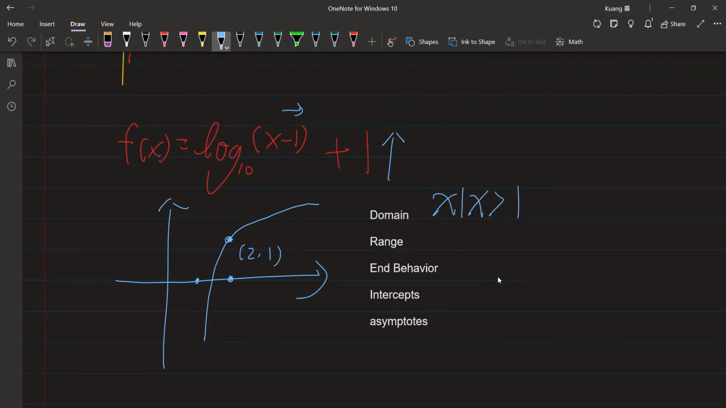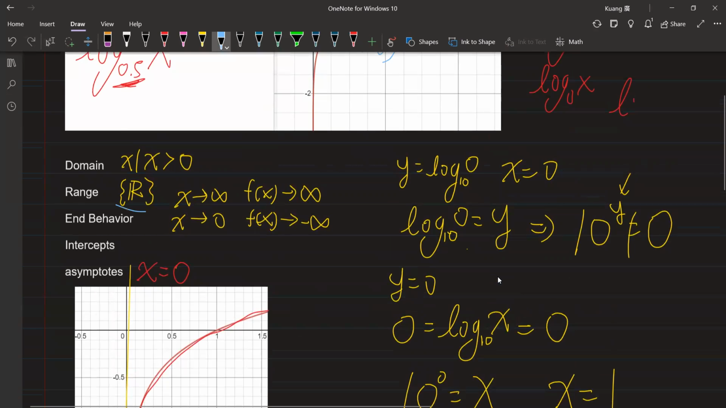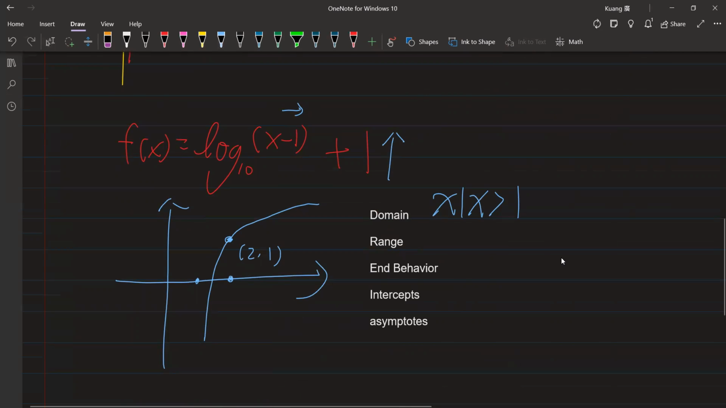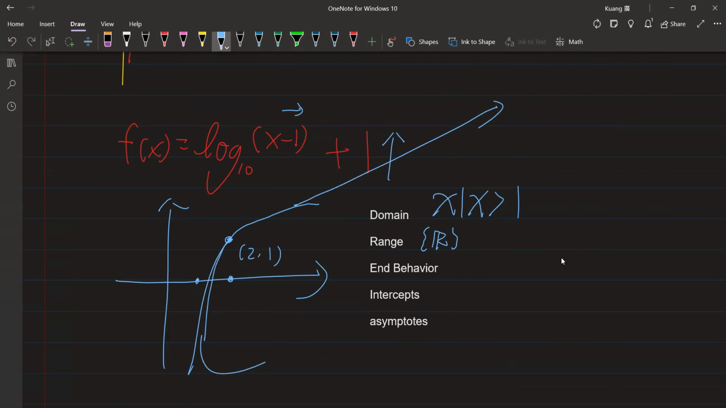x cannot be 1. Range is about vertical, up and down. The range for the parent function is all real numbers. So no matter how much you shift up or down, it will not affect the range. The range is still all real numbers, because your y can be any value. It can be positive or negative. Positive for y means above the x-axis. Negative for y means under the x-axis.